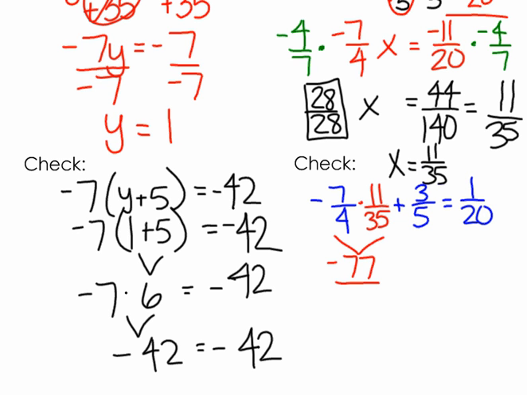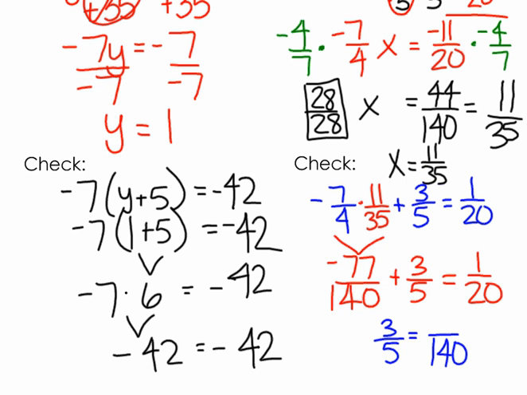77 over 140. And now we're going to add. To get a common denominator with 3/5 and 77 over 140, I'm going to figure out what 3/5 would be equal to with the denominator of 140. So 3/5 would be equal to 84 out of 140. So in place of 3/5, do 84 over 140.